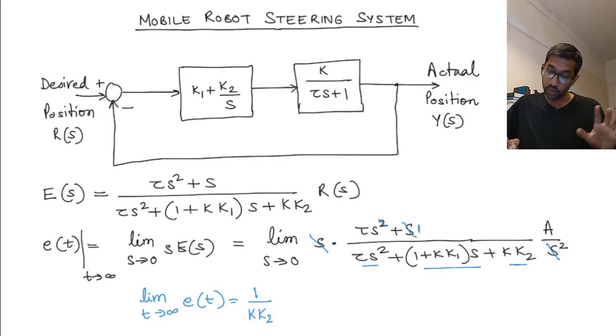Now if you had a parabolic input or acceleration input, then you would have had s cubed here. In that case, what would the error have been? You can see that there would have been an s in the denominator, and as we evaluate the limit as s tends to 0, this is not going to cancel out, and therefore the error is going to become infinite.